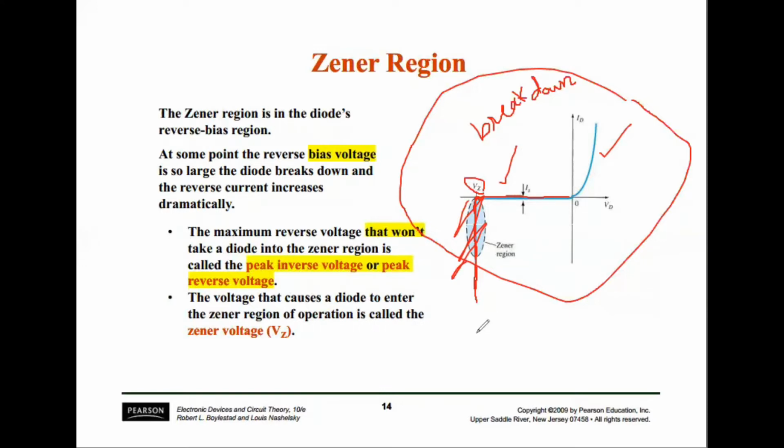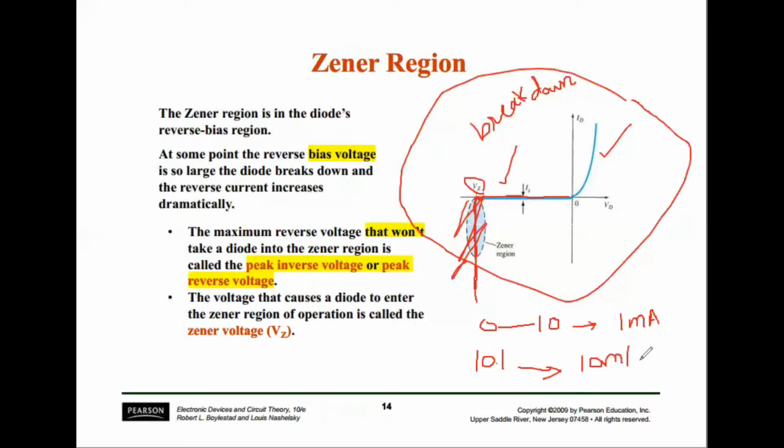Let's say you are increasing the voltage from 0 to 10, and the amount of current has remained constant at 1 milliampere. Okay, as you increase the value to 10.1, the current suddenly becomes 10 milliampere.